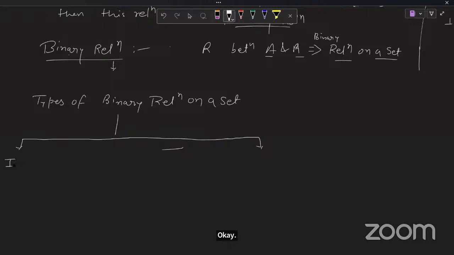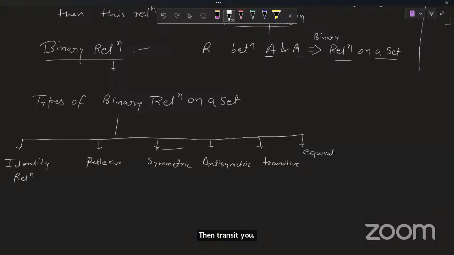So, firstly, identity relation. Second thing is reflexive. Irreflexive is also there, but that is not in your course, so I am not going to explain. This is reflexive. Then symmetric, then anti-symmetric, then transitive, and lastly, equivalence. Asymmetric relation is also there, but that is also not important for your course, so I'm not going to explain that one as well. So these are the 6 types that I will explain. Any doubt up to this, please ask.